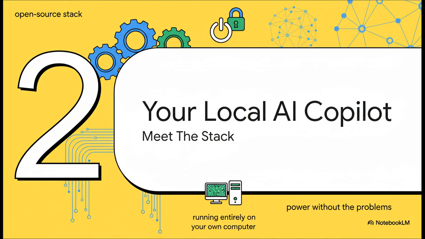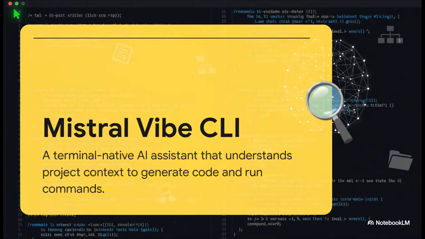So let's meet the dream team, the powerful open source stack that gives you all the help with none of the compromises, running 100% on your machine. First up, you've got Mistral Vibe. This is the part you actually talk to. It's your AI assistant, and it lives right where a lot of us spend our days, the terminal. It's built for developers who want an AI that can get its hands dirty, interact directly with project files, and understand the context of your local environment.